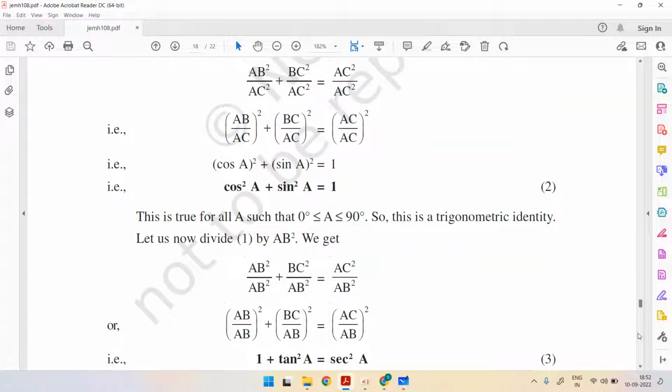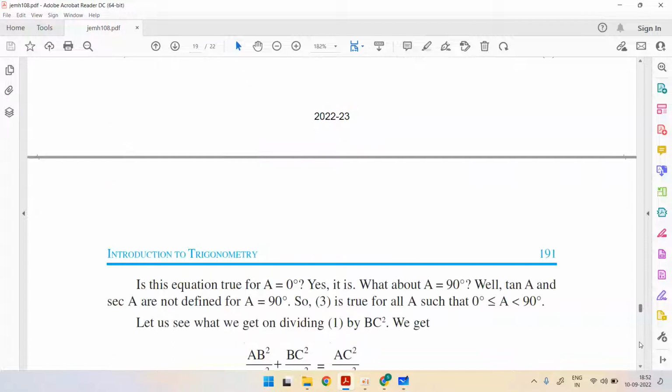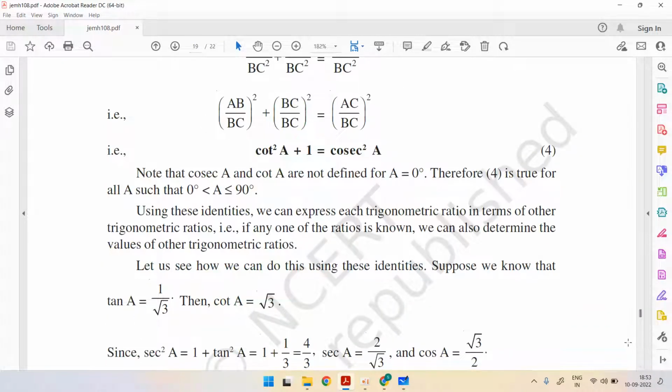I have told you about these three properties: sine square theta plus cos square theta equal to 1, 1 plus tan square theta equals secant square theta, and cot square theta plus 1 is equal to cosecant square theta.